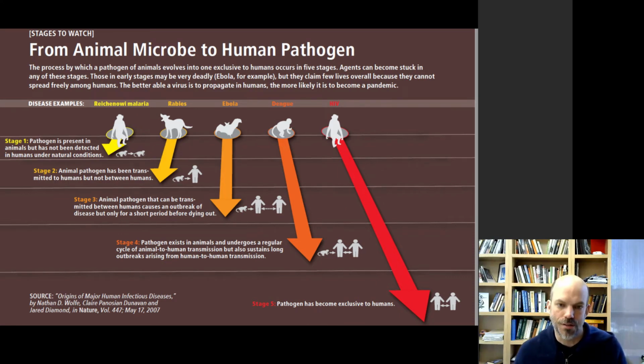Ebola on this diagram is described as being stage 3 because it can be transmitted between humans, but it doesn't stay as a human disease very long. So it's mostly a disease that has a reservoir in some other animal species, for example, bats, and it can be transmitted to humans. And it can be transmitted human to human. Ebola can be transmitted human to human, which is how you get Ebola outbreaks.